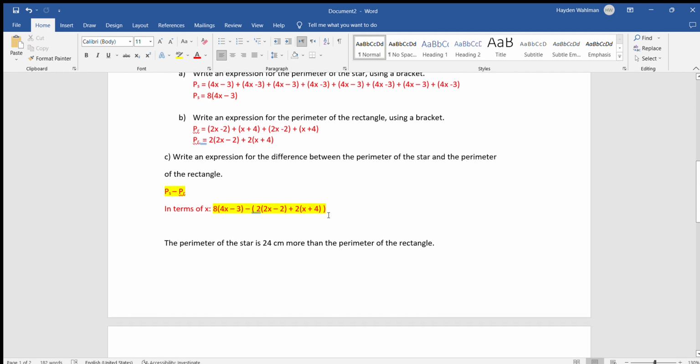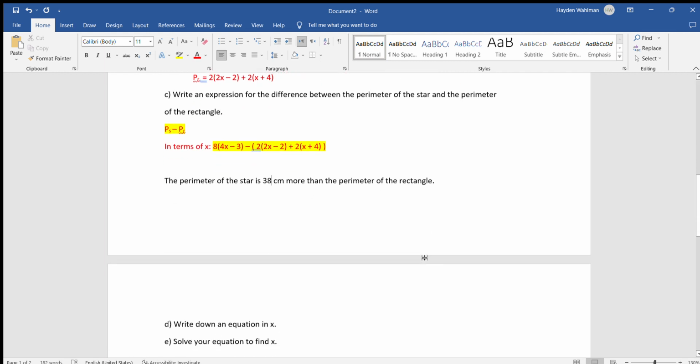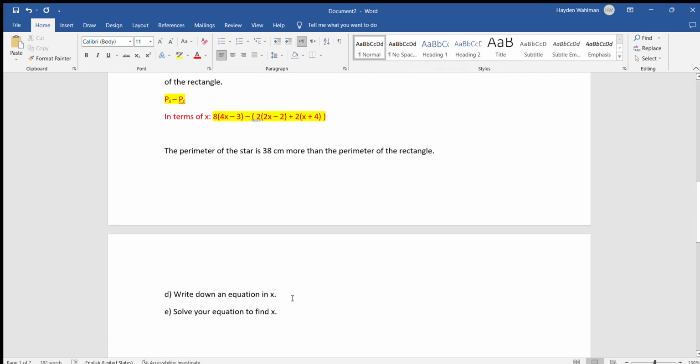Now, it's telling us that the perimeter of the star is, let's not do 24, let's do 38 centimeters more than the perimeter of the rectangle, okay? So write down an equation in x. See, this is kind of confusing because it didn't say what we are talking about. They're talking about this, right? They're saying, write down an equation in terms of x with the perimeter of the star being 38 centimeters more than the perimeter of the rectangle.